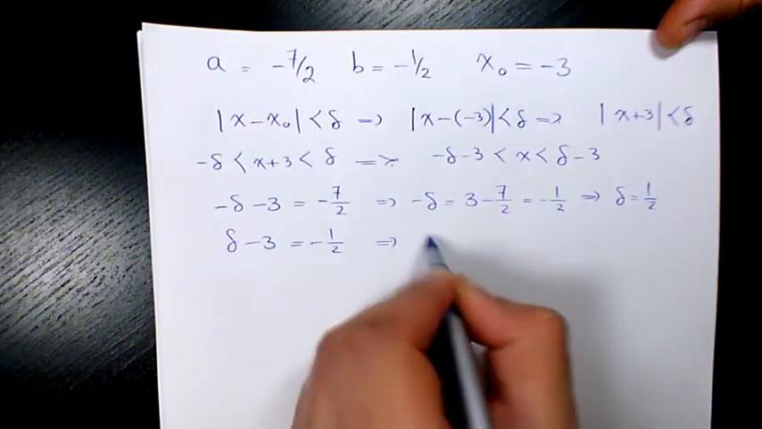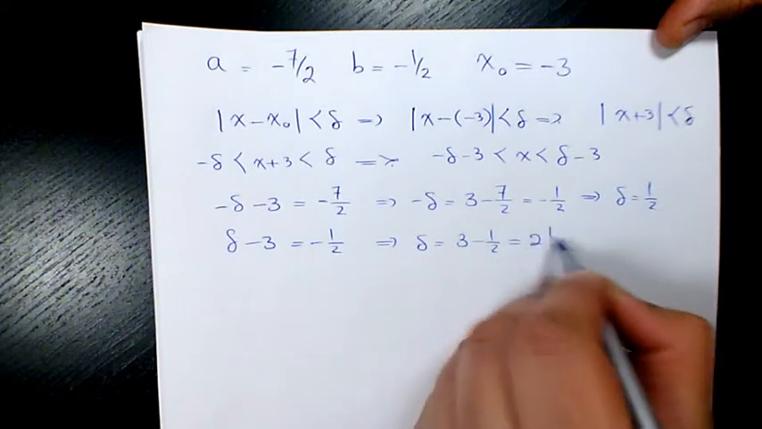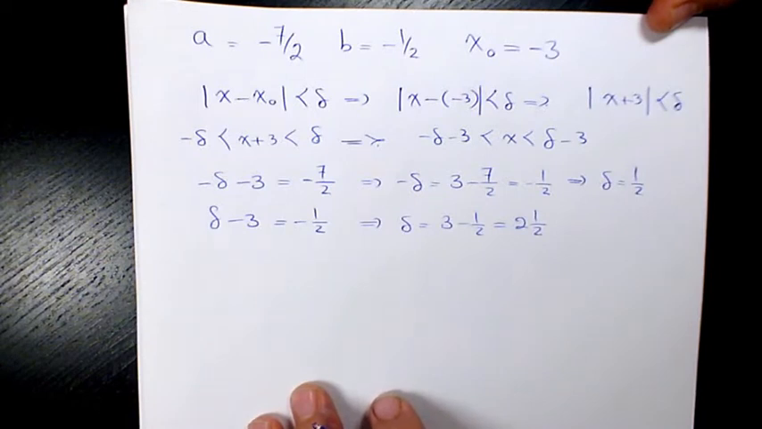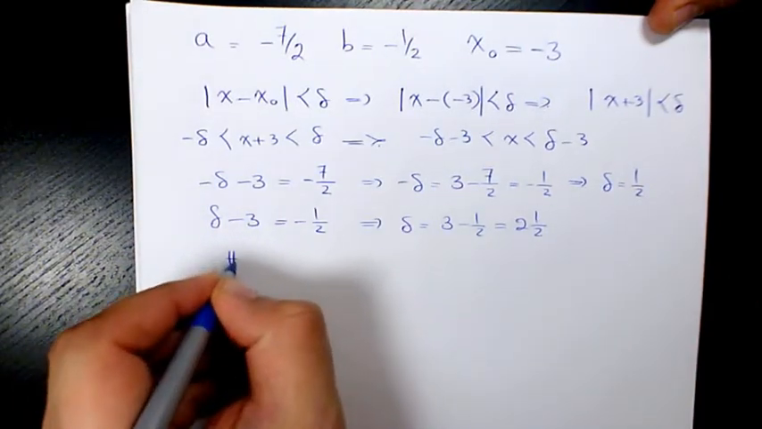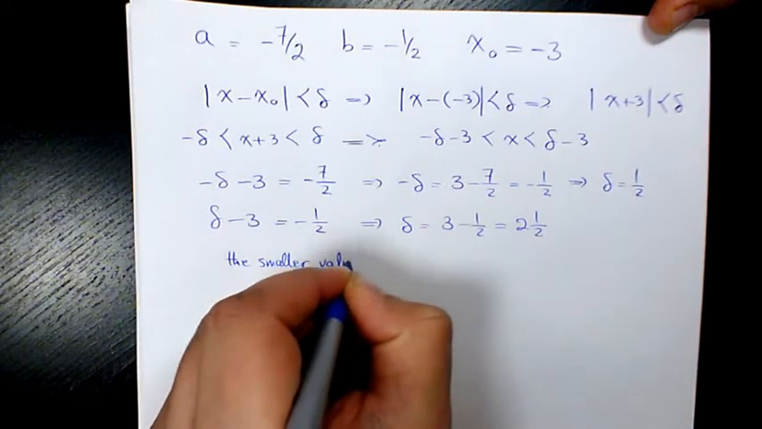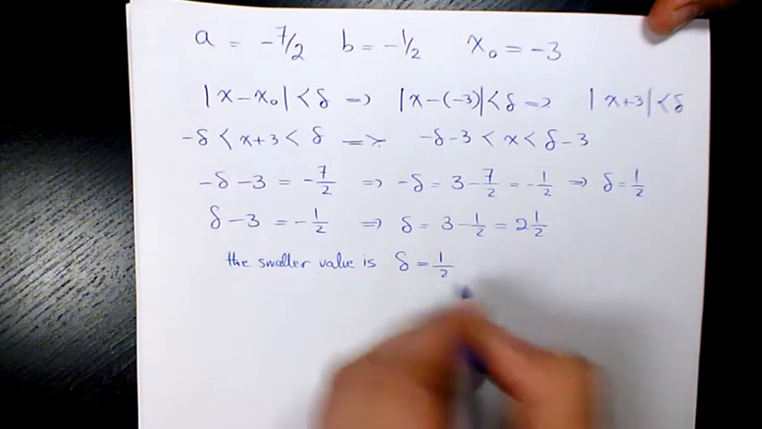And here delta is 3 minus 1 over 2, which is 2 and 1 over 2. So we have two different numbers. We need to stick to the smaller one. So the smaller value is delta equals 1 over 2.